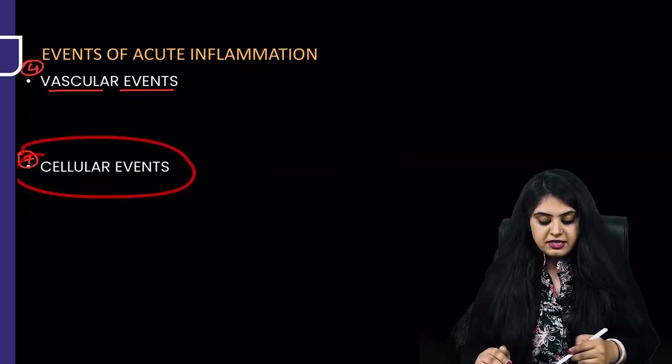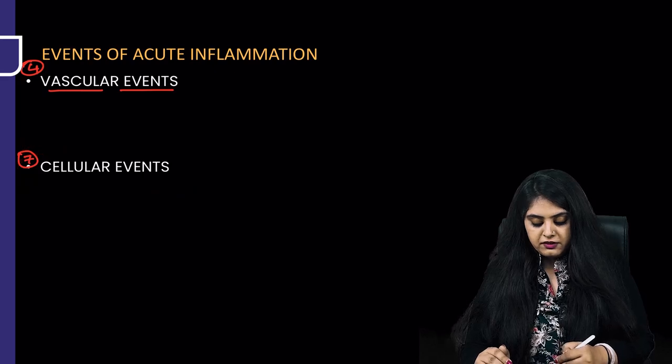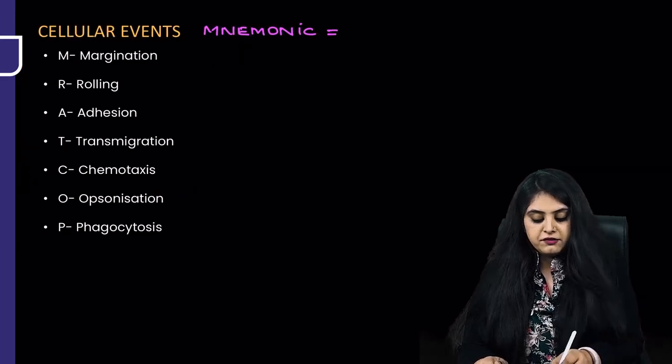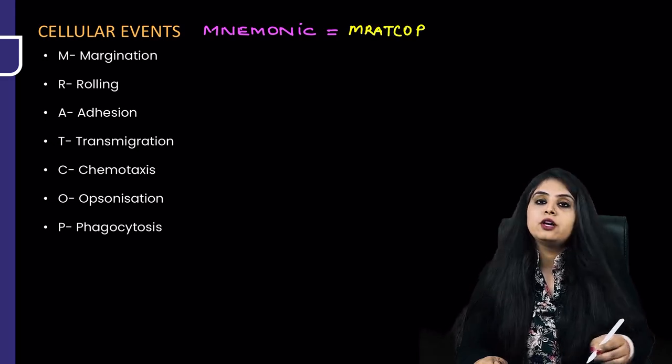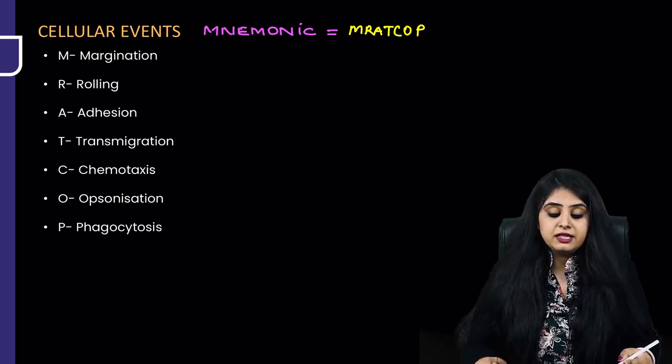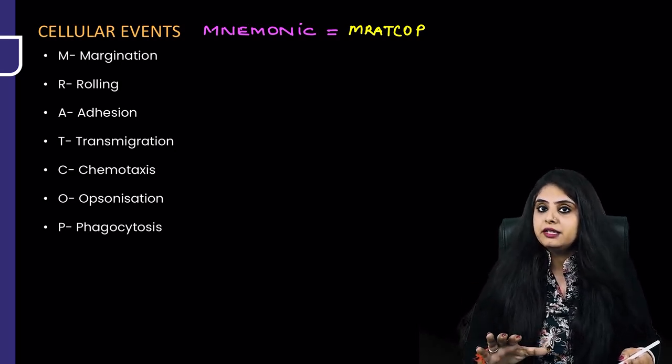I had told you after that we will move on to the 7 cellular events. And there is a mnemonic for the 7 cellular events, and that goes by the name of MRAT-COP. So we are going to study MRAT-COP one by one. Then we will come back to this slide and make a summary.